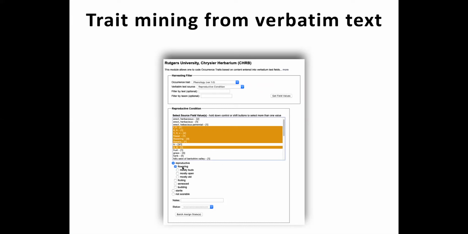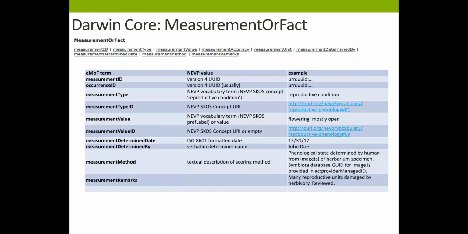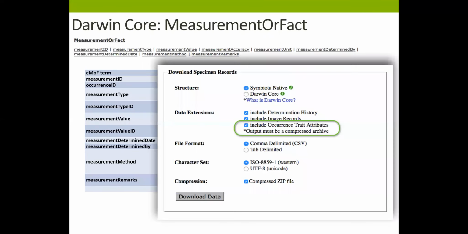This is how the data are captured within Symbiota, but those data then are shared via a Darwin Core measurement or fact file. And this gives you a bunch of metadata about the variables that you're providing measurements for. And now within our Symbiota portal, when you download occurrence records, you have the option of including trait attributes with that output file. Now this will download as a separate Excel file, and you have to do a little bit of work in order to merge that file with the occurrence record.